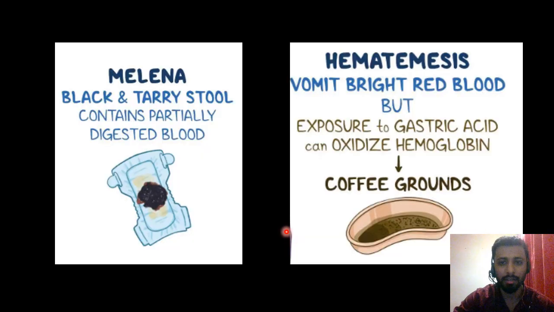So what happens when it ruptures? Patient can either vomit blood, which is called hematemesis. Patient usually vomits out bright red blood, or because gastric acid brings about oxidation of hemoglobin, it's usually coffee ground color. Patient can have melena. He can pass black tarry stools which contain partially digested blood.